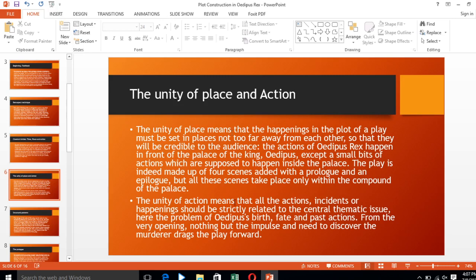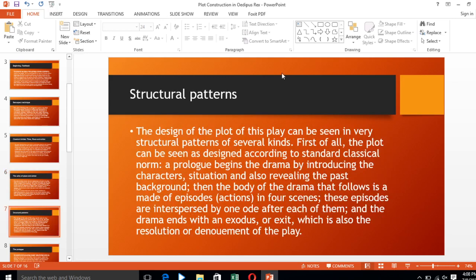The unity of action means that all the actions, incidents, and events happening should be strictly related to the central thematic issue. Here, the problem of Oedipus' birth, fate, and past action is the central issue. From the very opening, nothing but the impulse and need to discover the murderer drags the play forward. Structural patterns in the play.